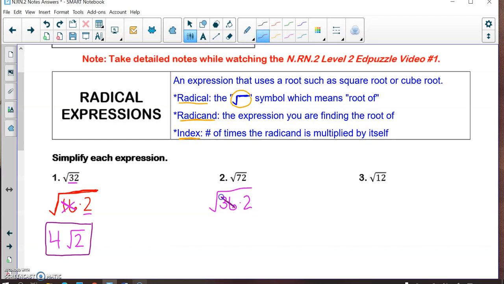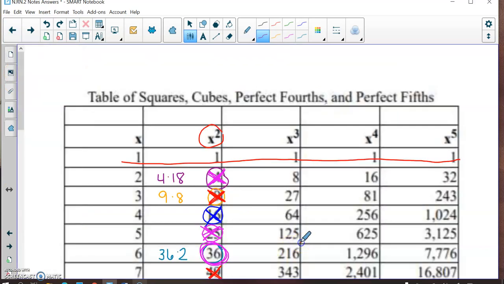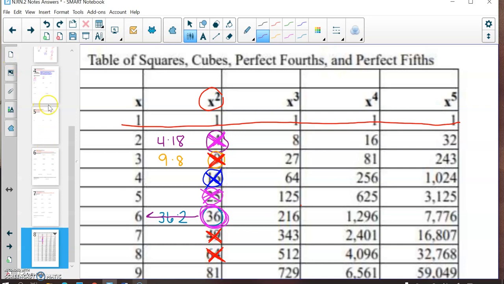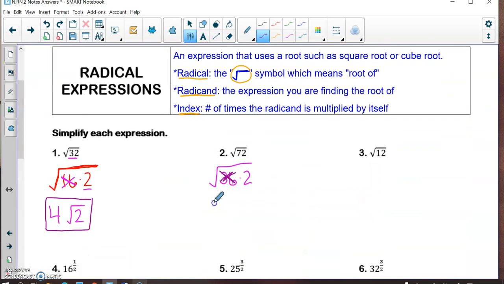From the chart, the square root of 36, if you look all the way over to the right, the square root of 36 is 6. So I can cross off my 36 and pull a 6 out. And then the square root of 2 cannot be done, so it does remain underneath my radical. Square root of 2, 2 is not a perfect square. It does not have any other perfect square factors.